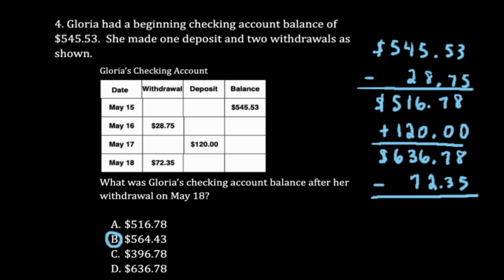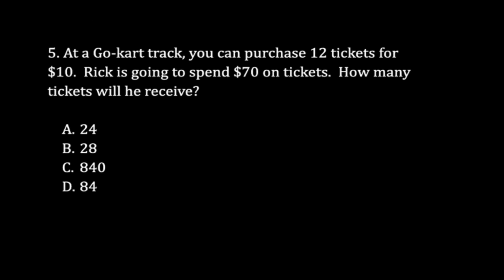All right, so let's move on to question number 5. Okay, number 5. At a go-kart track, you can purchase 12 tickets for $10. Rick is going to spend $70 on tickets. How many tickets will he receive? So you can probably recognize that this is a proportion problem. So you can set this up as far as given ratio like units, all right? So we see that you can purchase 12 tickets for $10. So let's set this up. So we have 12 tickets for $10, okay?